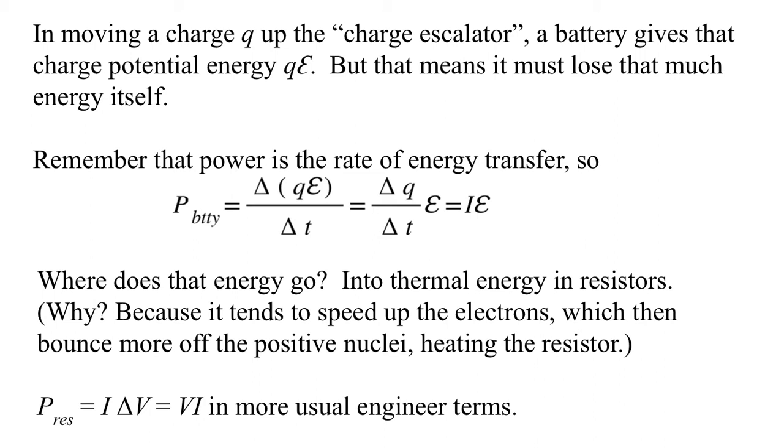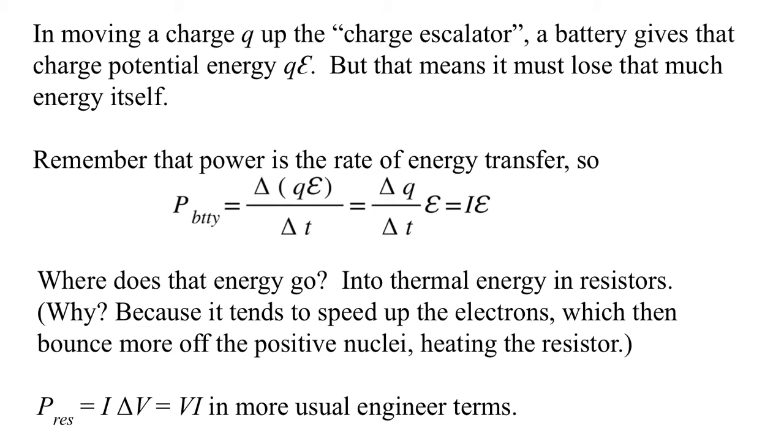So, since power is the rate of energy transfer, the power the battery develops is delta Q epsilon, QE over delta T. But the EMF is constant, so it's just delta Q over delta T times EMF, and delta Q over delta T is just the current I, so it's IE. But where does that energy go?